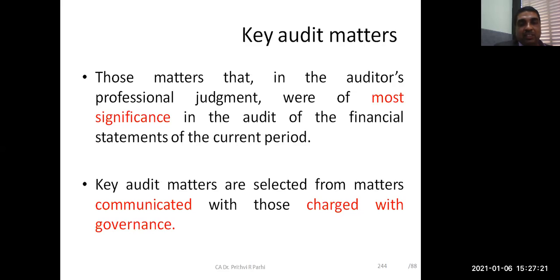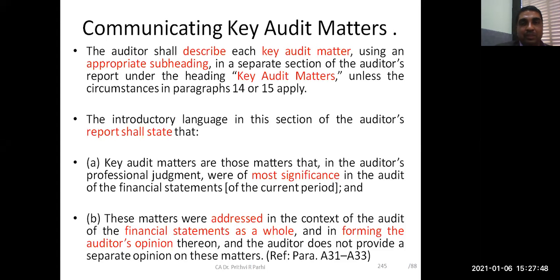These key audit matters are selected from the matters communicated with those charged with governance. As you know, earlier we have already discussed who the people referred to as those charged with governance, TCWG, are. Certain matters need to be communicated to these people, and these key audit matters are also required to be communicated with them. Okay, how will this be communicated?